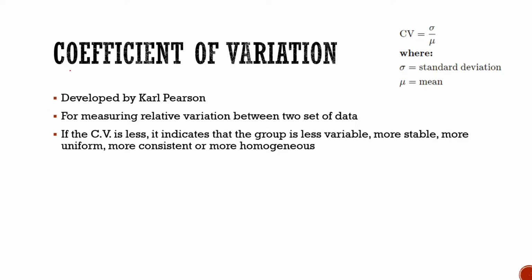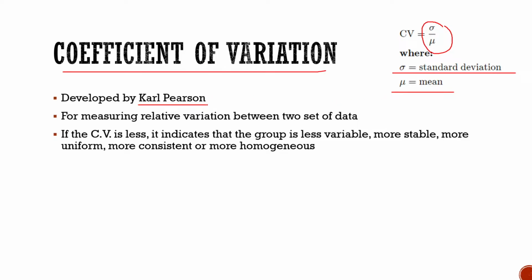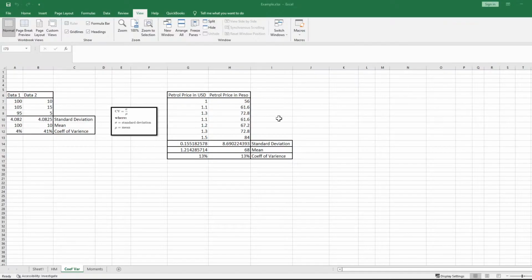Let's look at coefficient of variance. This coefficient of variation is a ratio number, a ratio between the standard deviation and mean. This was developed by Karl Pearson, and it helps us to compare two sets of data to see how the variation affects them on a ratio scale, so that the comparison becomes easier.